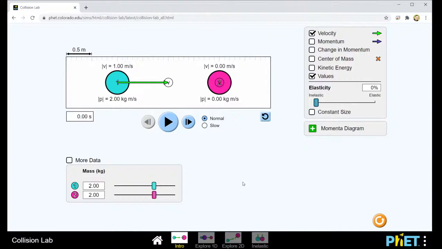The total momentum. So you ask yourself, all the numbers you need are on the screen here. What's the momentum of sphere 1? What's the momentum of sphere 2? The total is the sum. The total is the vector sum.